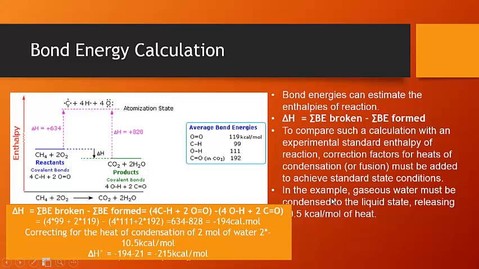Normally you get a table. So first we've got 4 carbon-hydrogen bonds, so that's 4 times 99, and then we've got 2 oxygen double bonds, which is 199. And then we have 4 lots of oxygen-hydrogen bonds, that's the water, and 2 lots of 192, which is the double bond C, so O double bond C in the carbon dioxide, which gives you minus 184 kilocalories per mole. You can see I've messed up there.